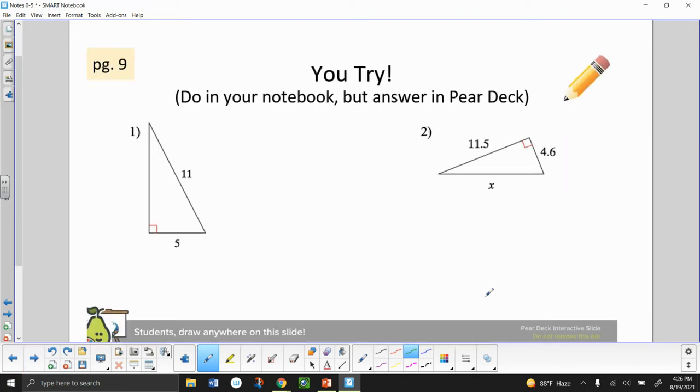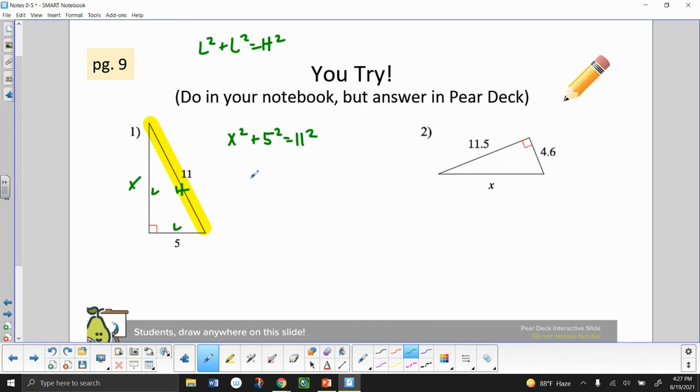All right, so just a couple examples here. So what I always like to do, just to make sure I don't make a mistake, I always like to highlight my hypotenuse to make sure that I put the correct side by itself, because remember, it's leg squared plus leg squared is equal to hypotenuse squared. So this is a leg, this is a leg, this is the hypotenuse. So we're going to solve for x here. So it's going to be x squared plus 5 squared is equal to 11 squared.